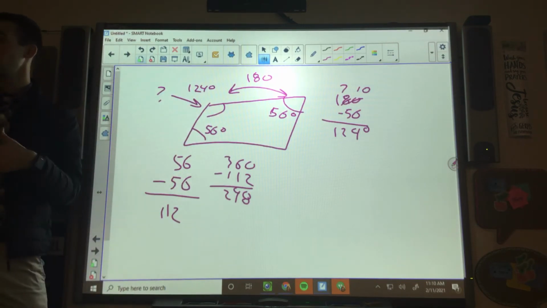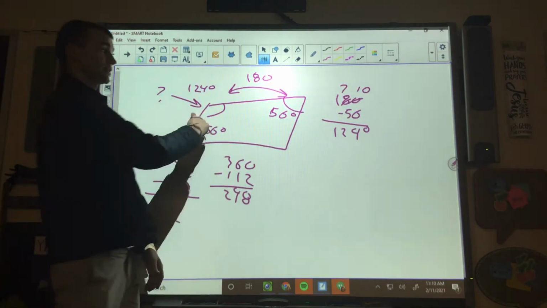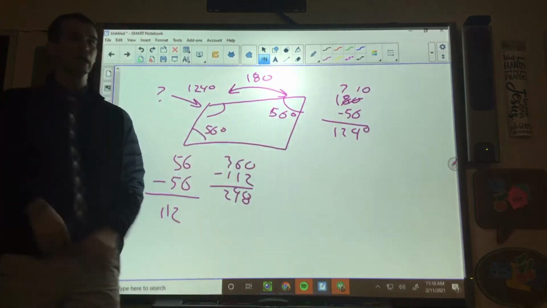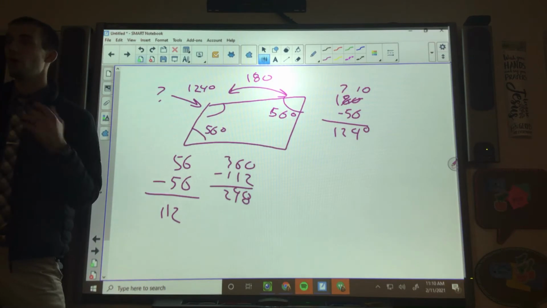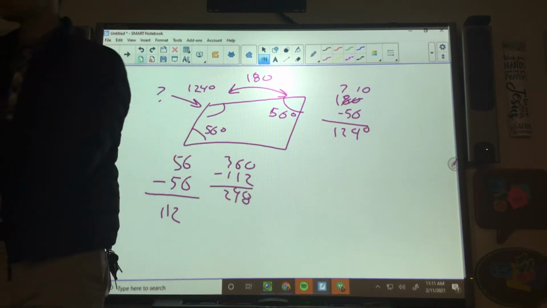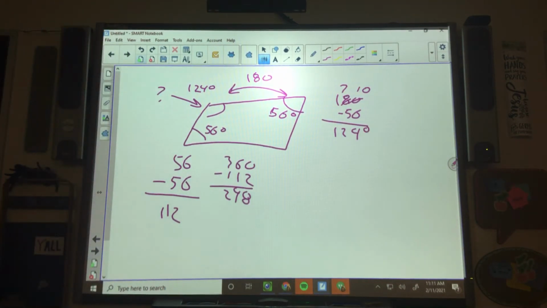That's the longer way of doing it. The shorter way of doing it is that anytime you have consecutive angles right next to each other, these two, or these two, any of those two angles, they're always going to add up to 180. Okay, why don't you guys go over guided practice 5 again.